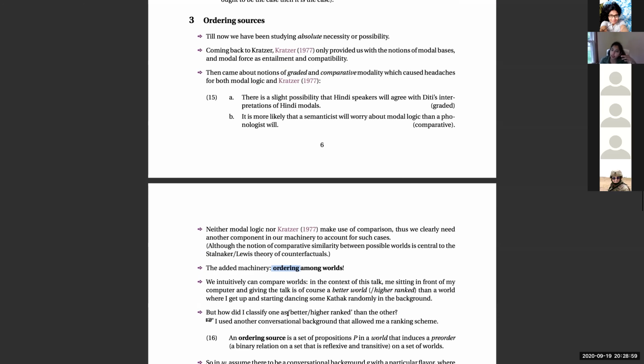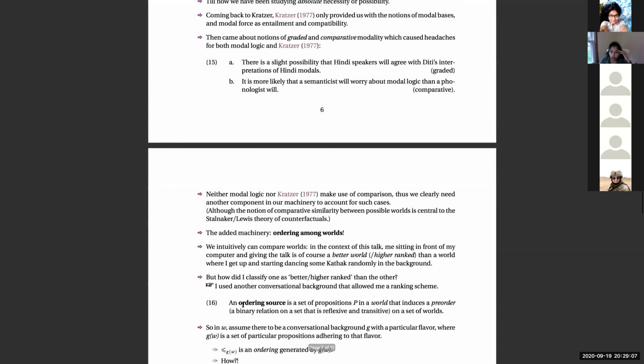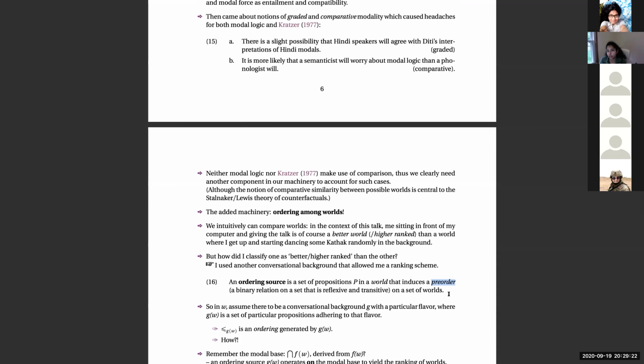So how did I classify one as better than the other? I used another conversational background that allowed me a ranking scheme. An ordering source, that is this other conversational background, is a set of propositions in a world that induces a pre-order. A pre-order is a binary relation on a set that's reflexive and transitive, and it induces this pre-order on a set of worlds.